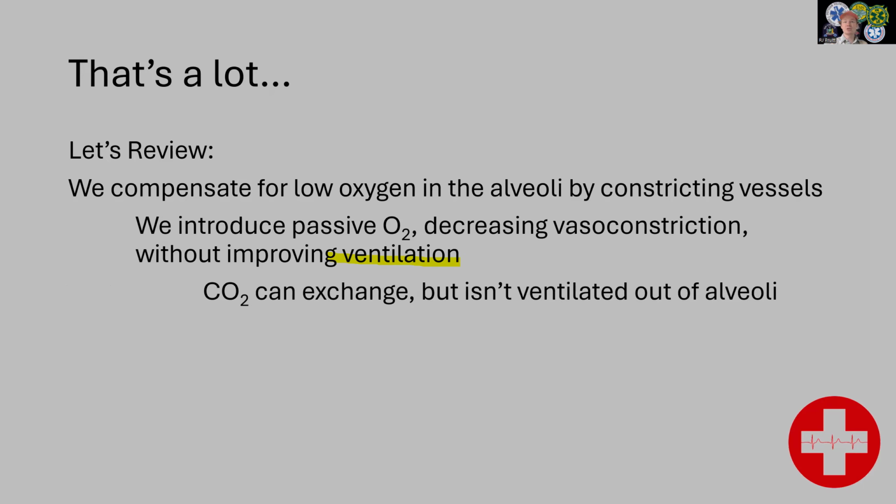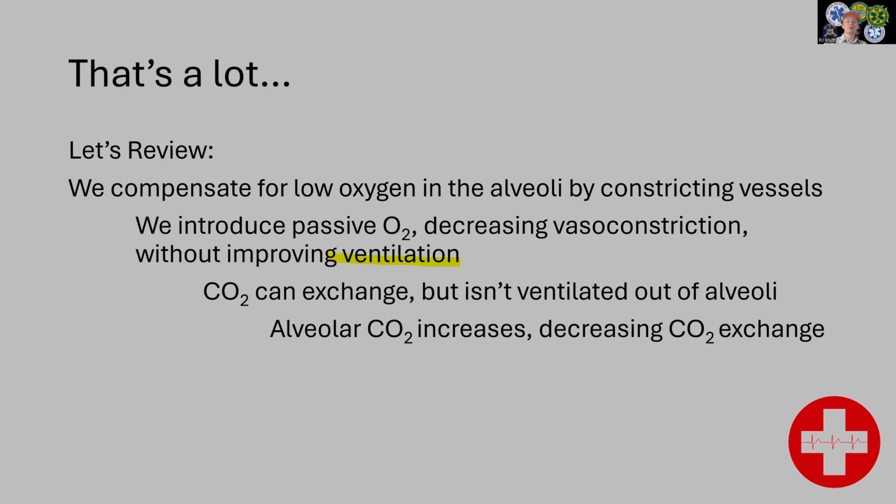CO2 can exchange, but it's not getting ventilated out. Our alveolar CO2 starts to go up and exchange starts to go away. We don't have a gradient pressure to tell CO2 to leave the blood and go into the alveoli because it's starting to build up. Blood starts to retain that CO2 and our body becomes more acidic. And that's why we start to see the altered mental status, and the head bobbing and the decrease in ventilation. Because as our body becomes more acidic, we just basically start to shut down.